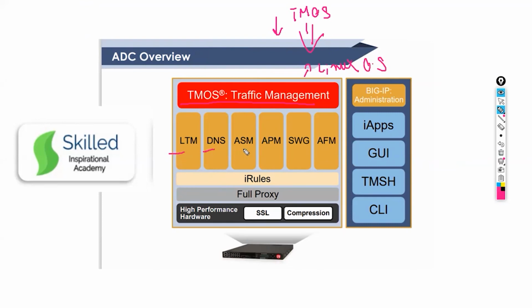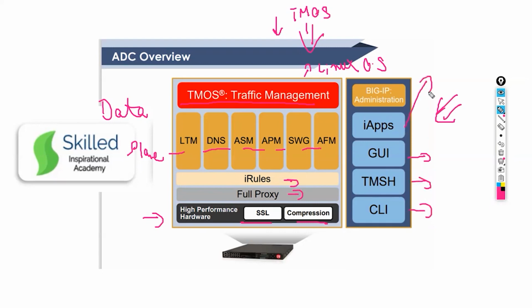And what are these? These are your different modules. And it has high performance hardware for SSL, compression, full proxy, iRules. We will talk about all these features. This comes under your data plane. When I talk about management plane, your GUI, your CLI, and there is a concept of iApps that comes under your management plane, or you can say admin plane. All your admin tasks like NTP, DNS, that traffic goes via management plane, guys.